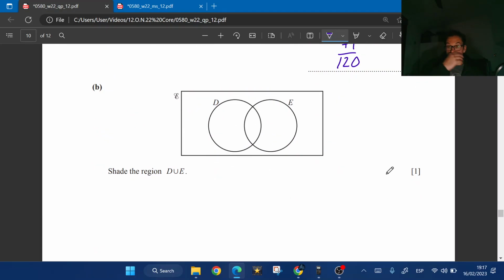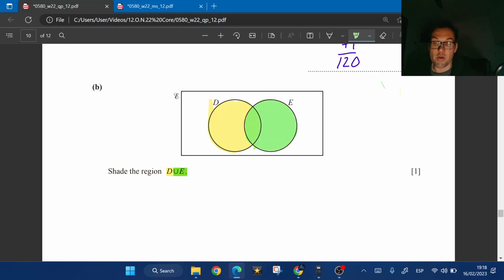Right. Shading. Okay, let's do that. When we shade these things, I just start with what there is. First there's D, so let's shade D. Then there's E. Wait, let's do this in a different color. Then there's E, so let's shade E.